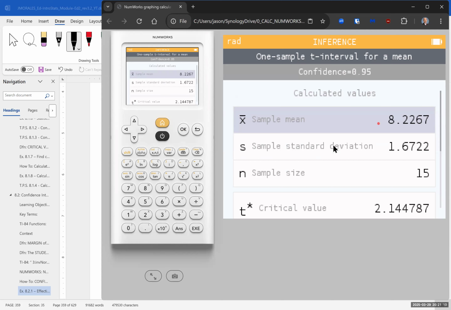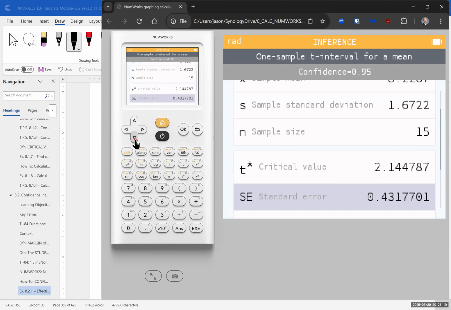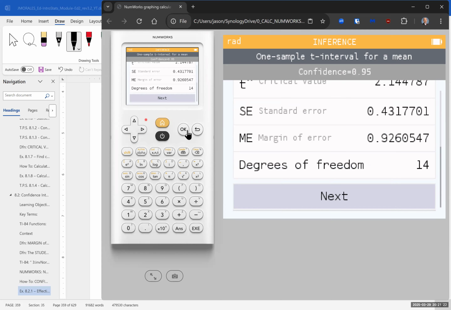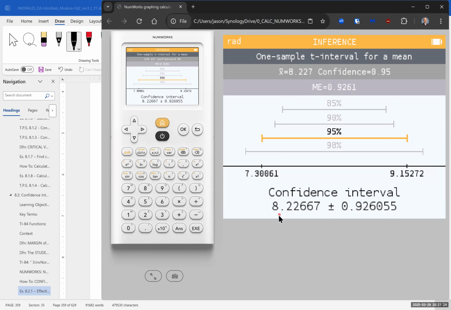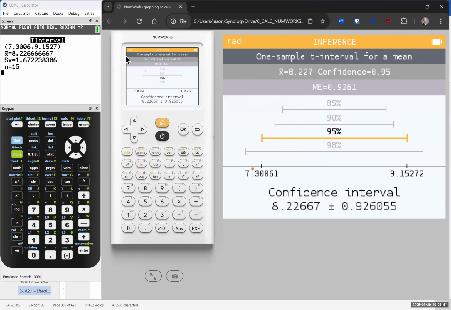Okay, it gives you the sample mean, the sample standard deviation, the sample size, the critical value, 2.145, and scroll down to next. And here we go, 8.227 plus and minus 0.926. And it gives us also the interval in this format with a lower bound and an upper bound. You can see the upper bound here and the lower bound here. It's the same.